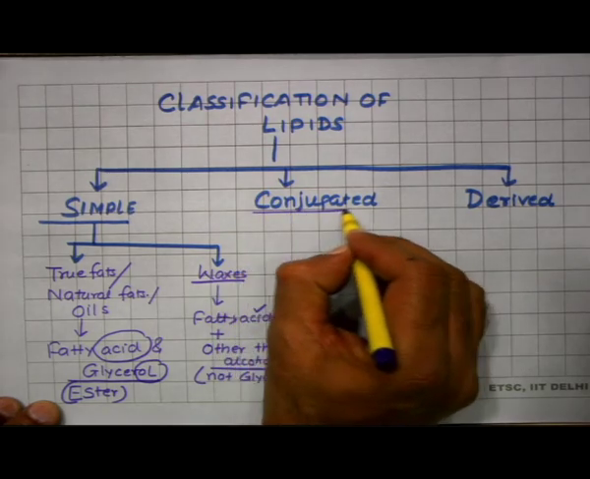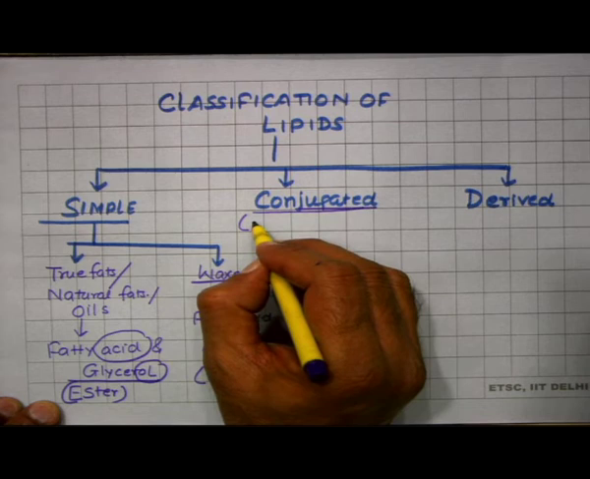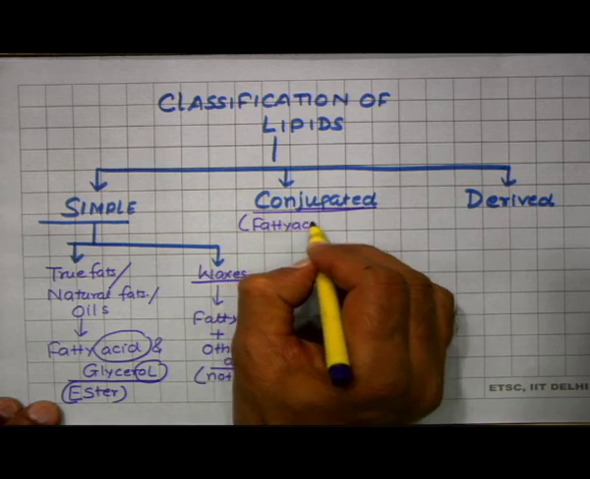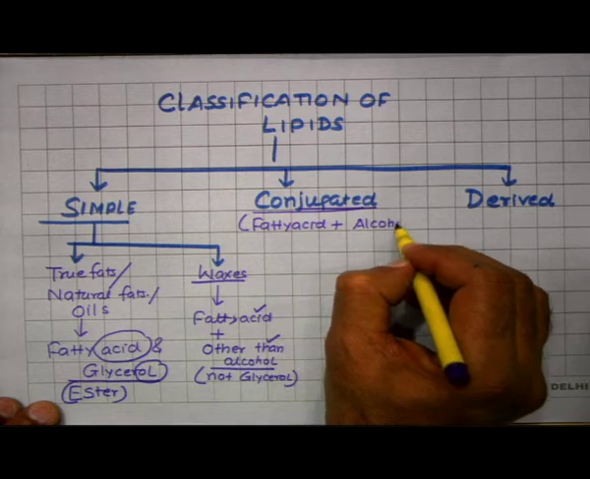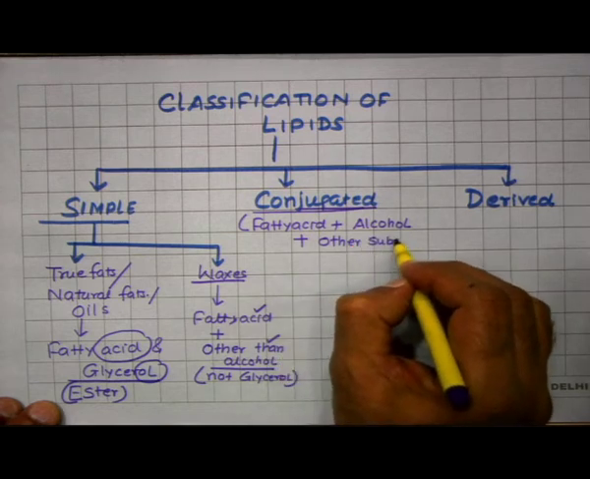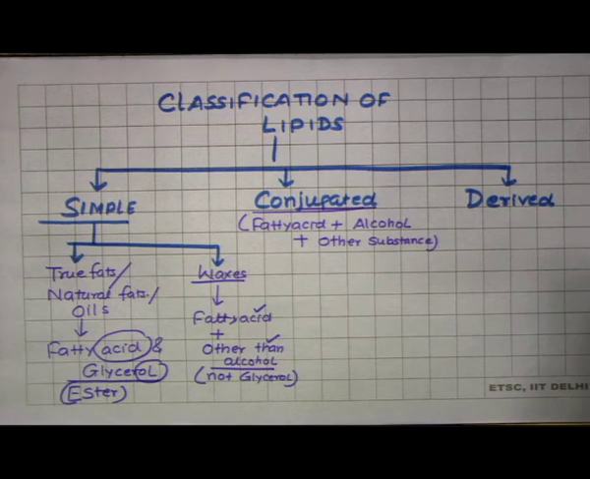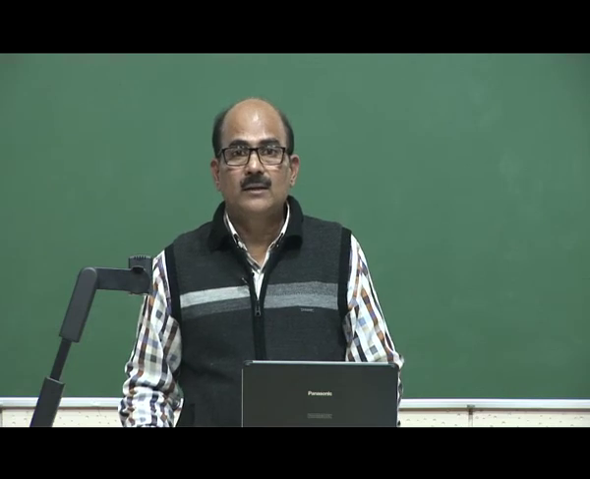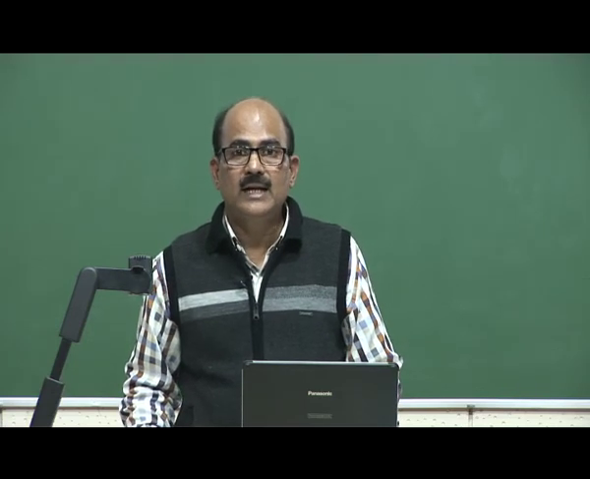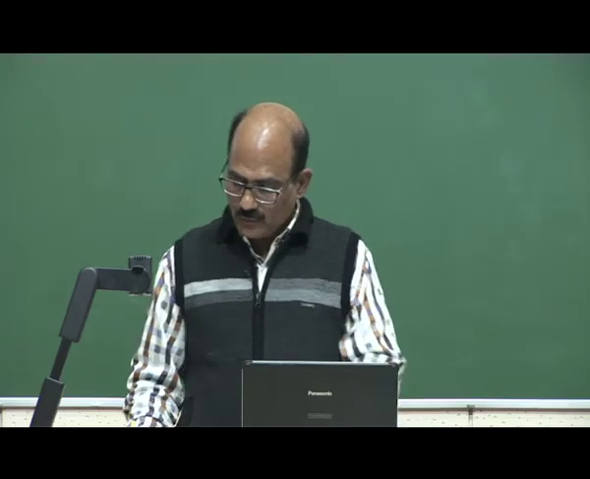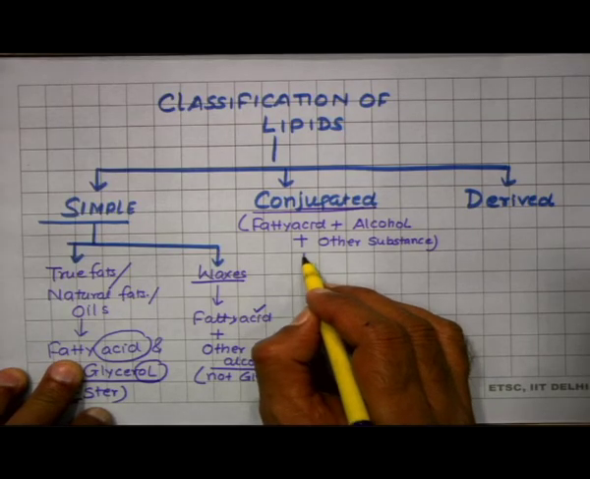Now, the conjugated form of lipid, it is formed by fatty acid, no doubt, fatty acid plus alcohol. Besides this, other substances are also there, because without fatty acid, without alcohol, without glycerol, there is no lipid formed. Fatty acid and glycerol are commonly present in the lipid. Besides the fatty acid, glycerol or other alcohol, other molecules and atoms are also found that form the conjugated form of the lipids.